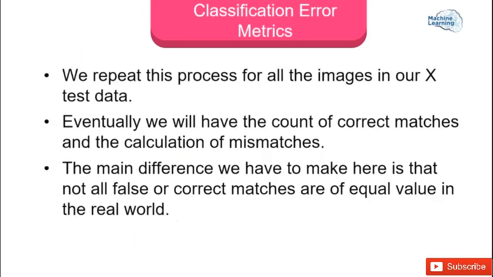So then we repeat the process for all images in our X test data. And then eventually, we'll have the count of correct matches and the calculation of incorrect matches. And the main difference that we have to make here is that not all false or correct matches are of equal value in the real world. So why don't we focus a little bit more on what we mean by all this?